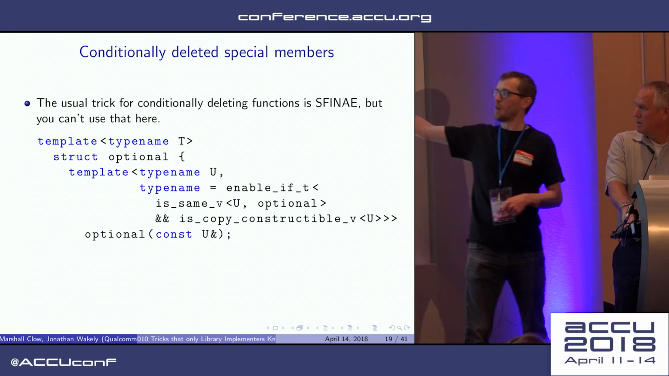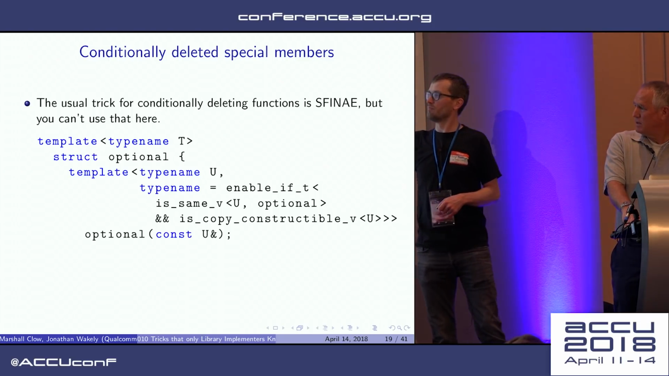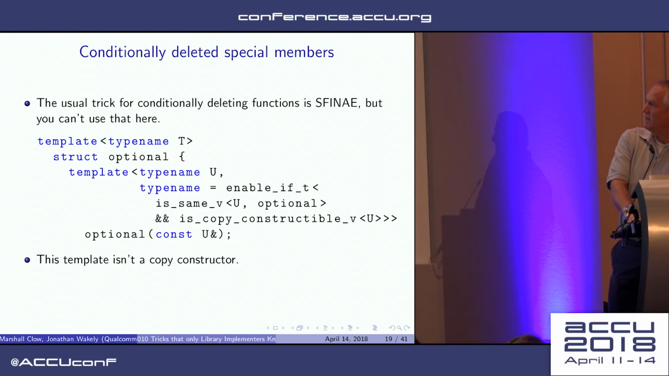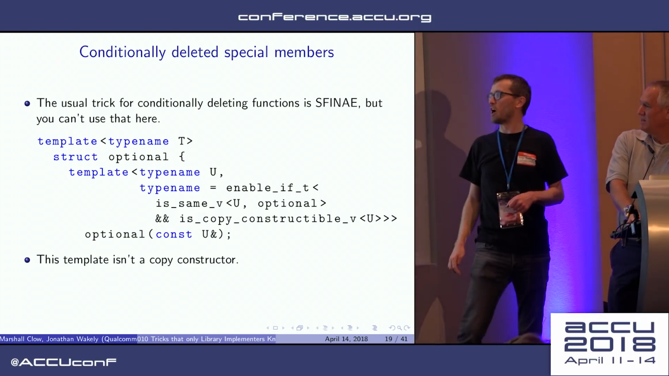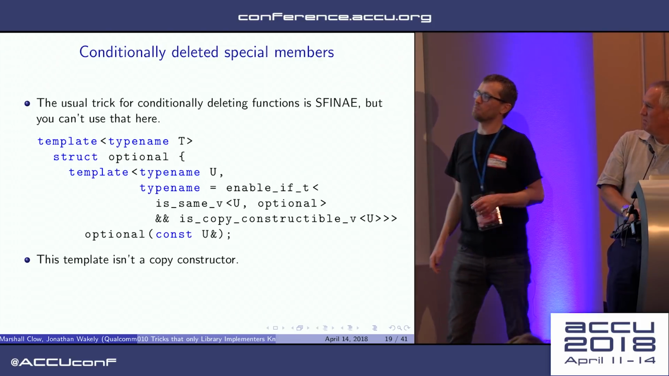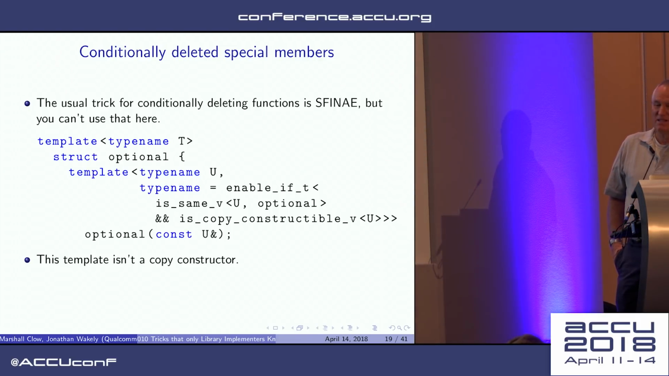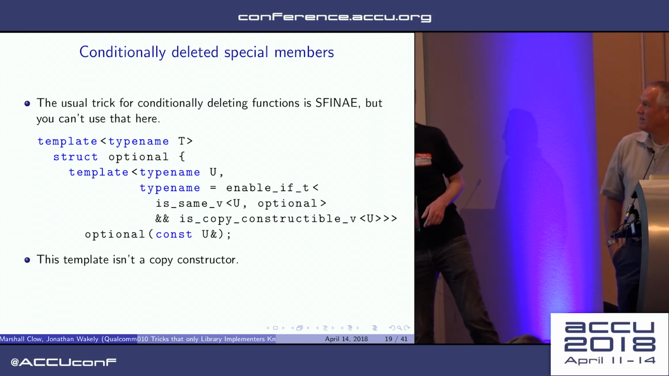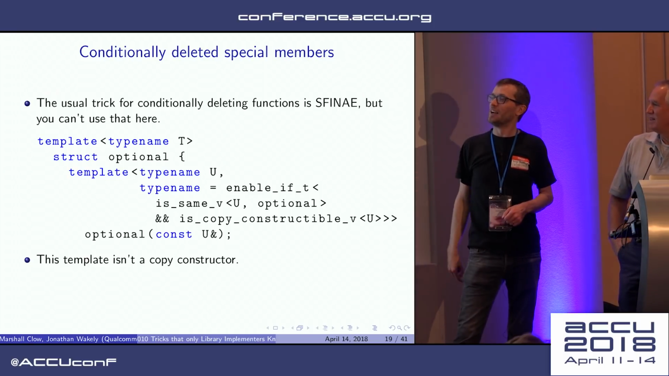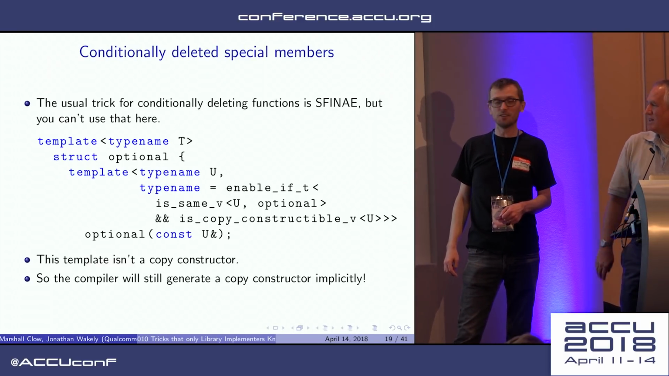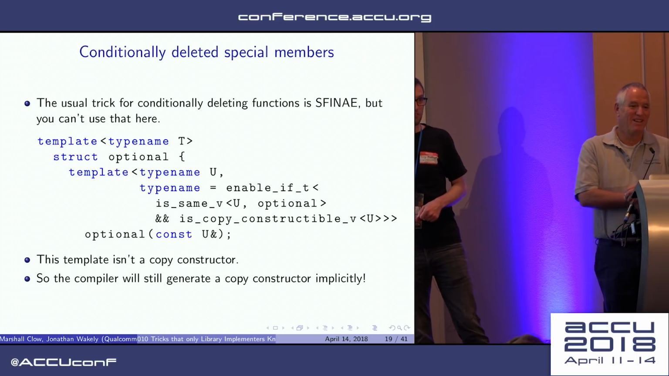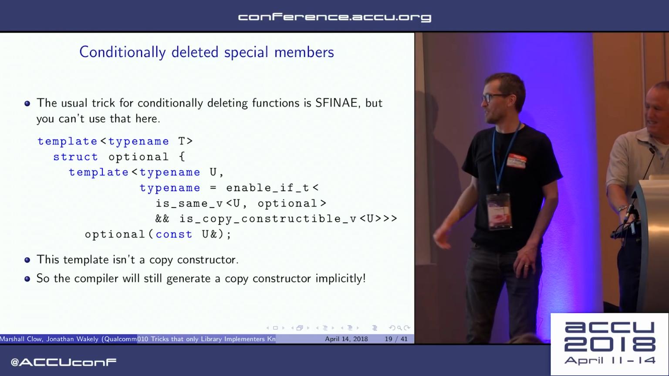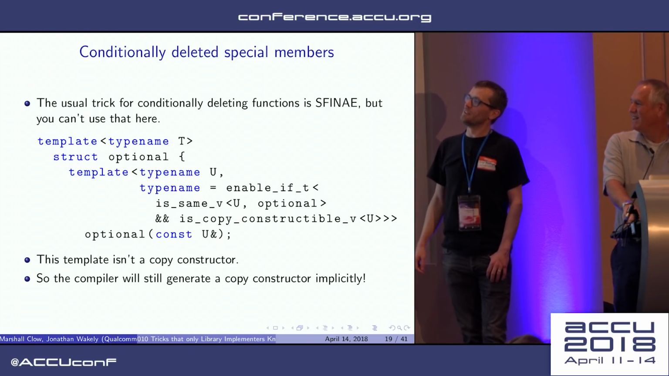So, yes, now we only have a copy constructor when the thing we want to copy is, or sorry, that should be T, sorry. Yeah, when the thing we want to wrap, T, is copy constructible. It won't work because this isn't a copy constructor. This is a converting template. This is a converting constructor from U, even though we've constrained it to only do it when U is the same type. The compiler is going to say, no, thanks, that's great, well done for writing that. I'm still going to give you a copy constructor. Because that's what I do, I'm the compiler. So this doesn't actually work.